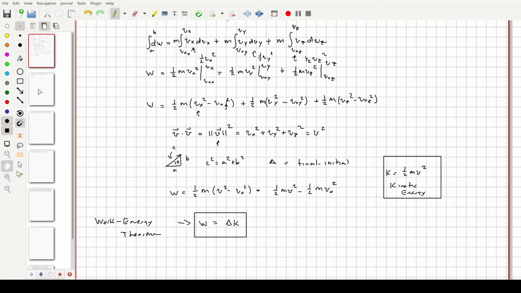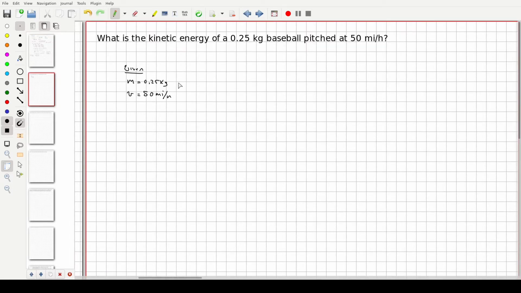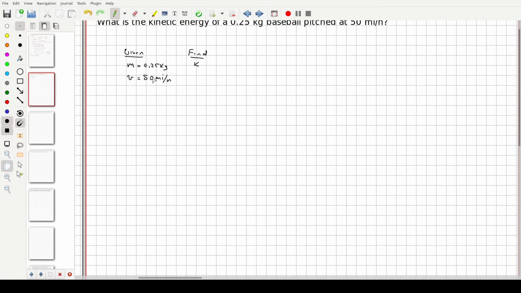Okay, now we know the magnitude of your instantaneous velocity is your instantaneous speed, which is typically what we're dealing with here. So anyway, we want to find the kinetic energy of this thing. This is very simple. So we just need to convert this to meters per second. If you do a quick conversion, 50 miles per hour is about 22.4 meters per second.